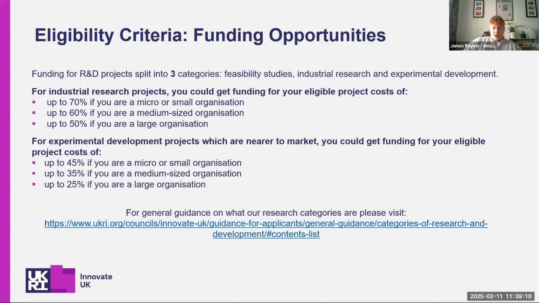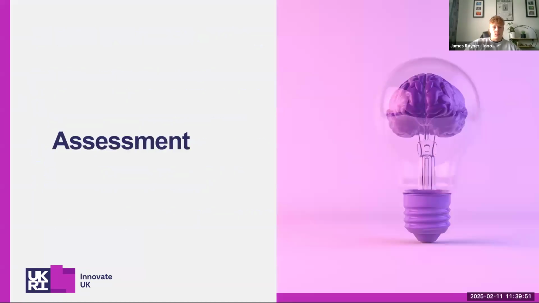Now, funding for R&D projects is split into 3 research categories: feasibility studies, industrial research, and experimental development, which throughout Innovate UK competitions are eligible for different levels of funding depending on the size of the organisation. Now, this competition, we have industrial research and experimental development projects, and as you can see on the screen there, the percentages that you would be able to claim funding for. So, for instance, if you are a medium-sized organisation applying for an industrial research project, you could get funding for up to 60% of your eligible project costs.